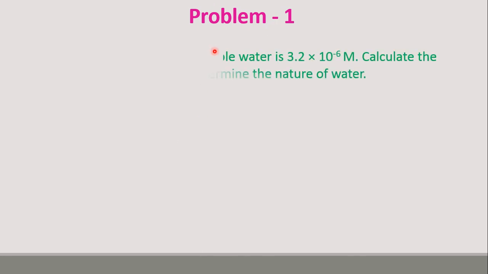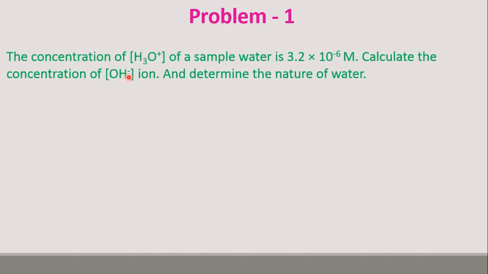At first, problem 1. The concentration of hydronium ion of a sample of water is 3.2 into 10 to the power minus 6 molar. Calculate the concentration of hydroxyl ion and determine the nature of the water. The temperature is not given, so it is at room temperature.